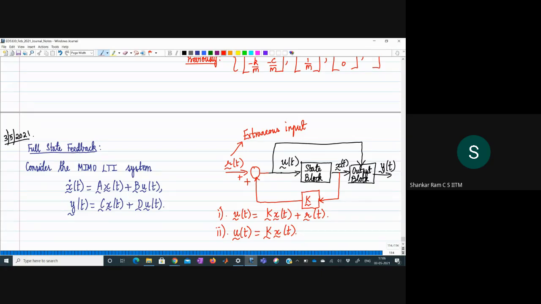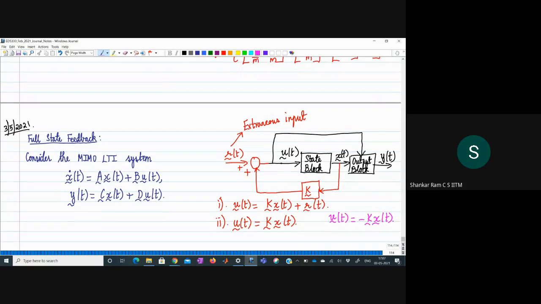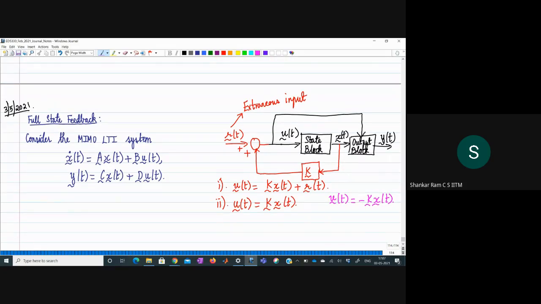That is an important point. Some people will also use u of t equal to minus K x of t, or minus K times x of t plus r of t. That's just a convention. People may use a negative sign or a positive sign; those are just two sign conventions which are used. We can follow one or the other. It doesn't matter which one we are going to utilize.